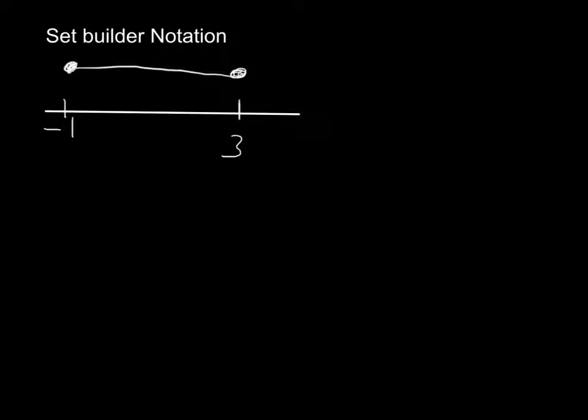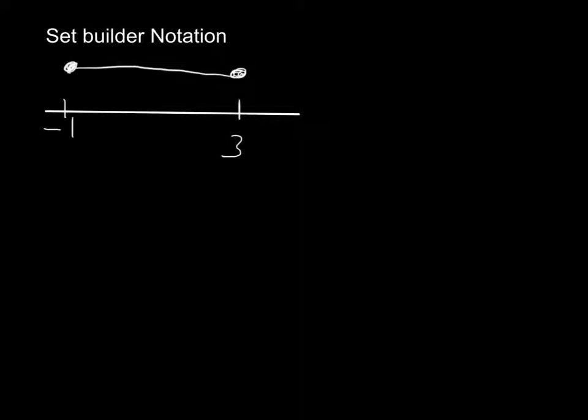a minus 1, we have a 3, we have a closed dot and a line and another closed dot. What that represents is that the closed dot represents including, and the line says that we are including all the points between minus 1 and 3.